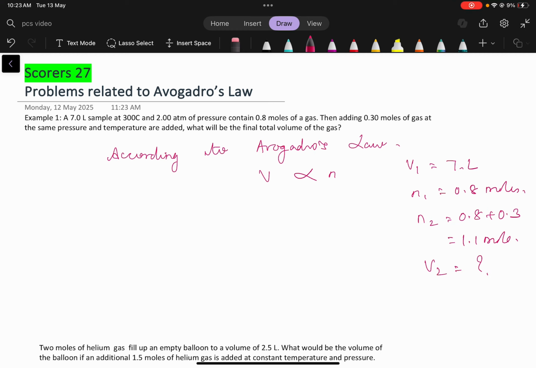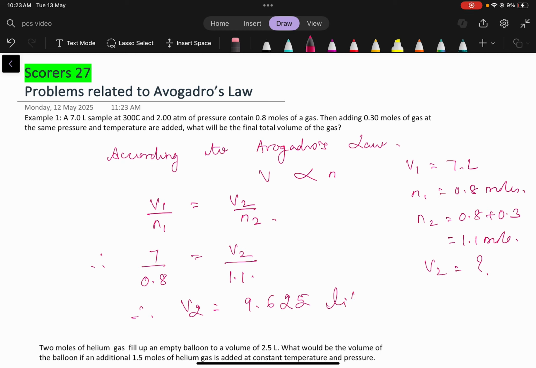So this is a simple application of the formula. We have V1 upon N1 is equal to V2 upon N2. Therefore, 7 upon 0.8 is equal to V2 upon 1.1. Therefore, V2 is equal to 9.625 liters. So this is the answer.